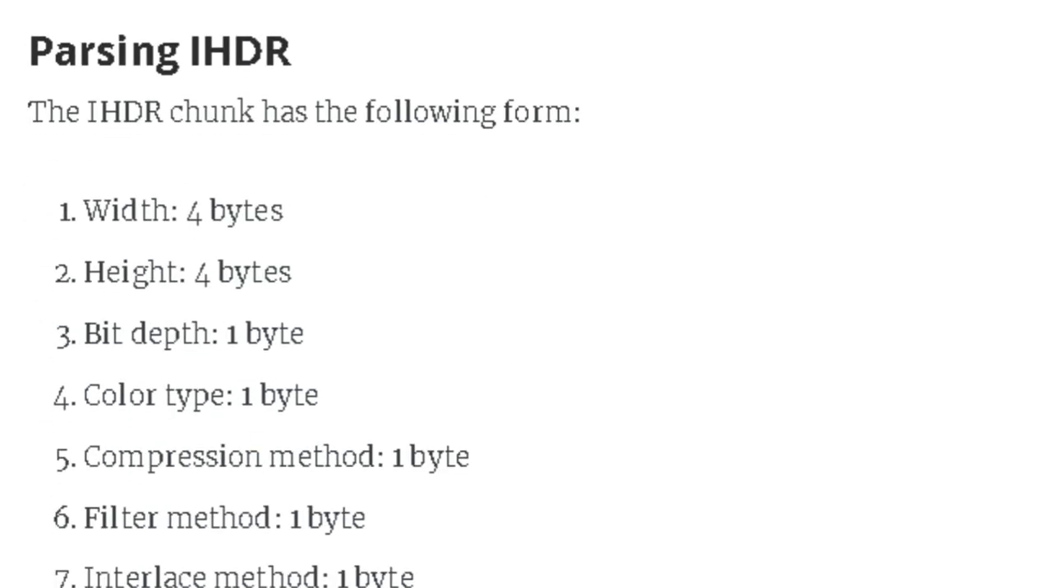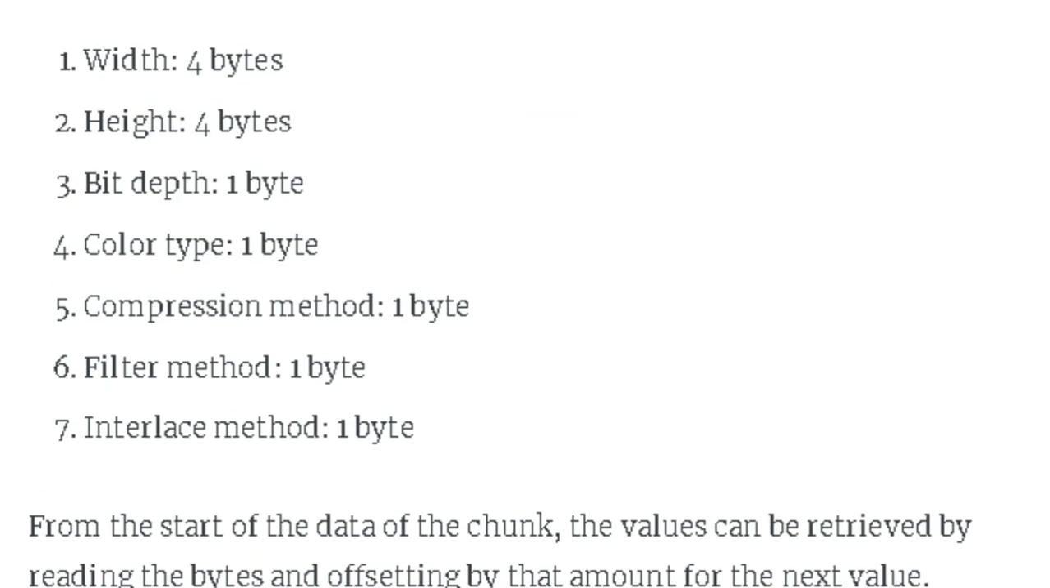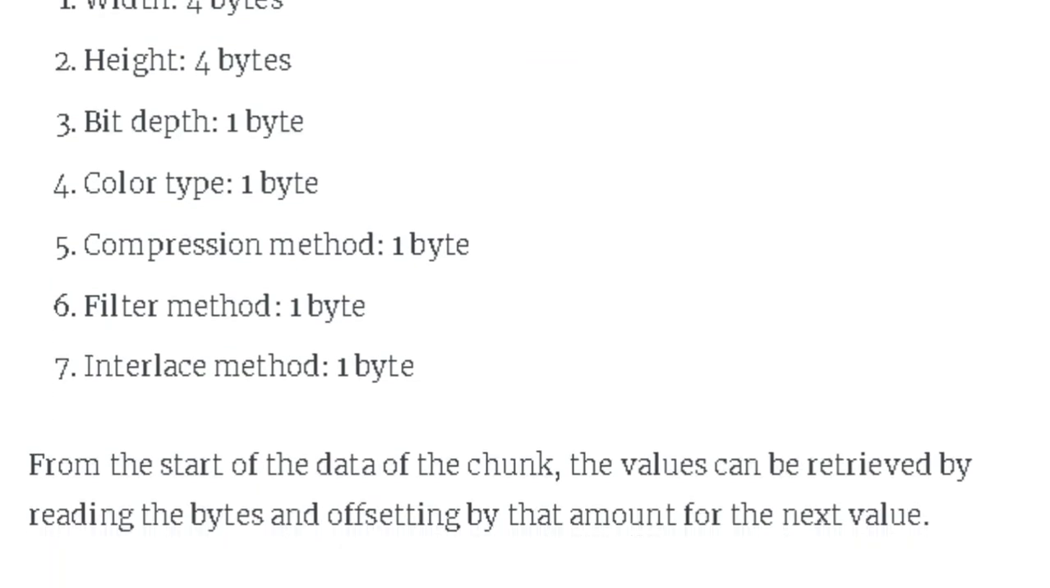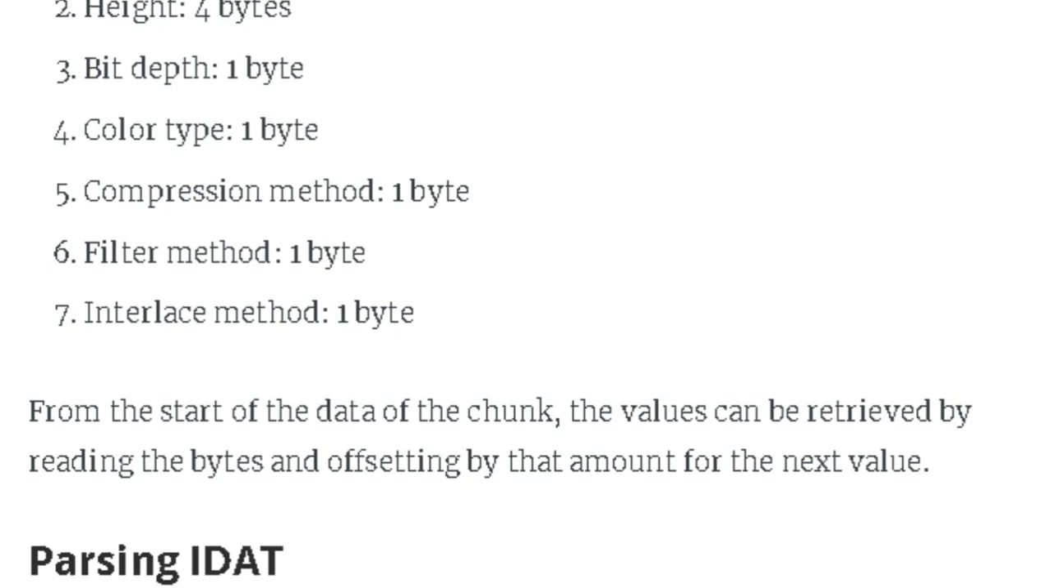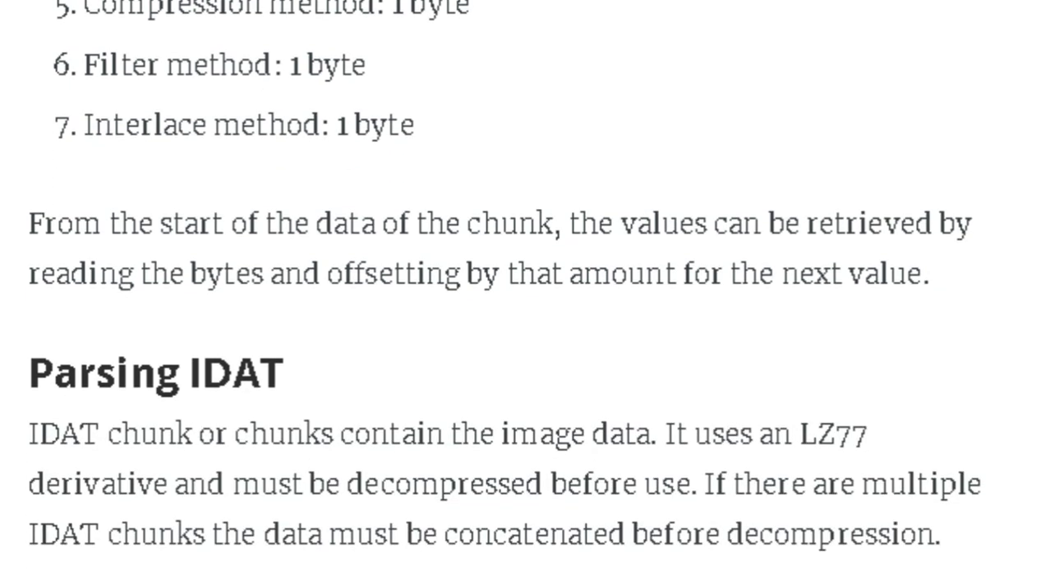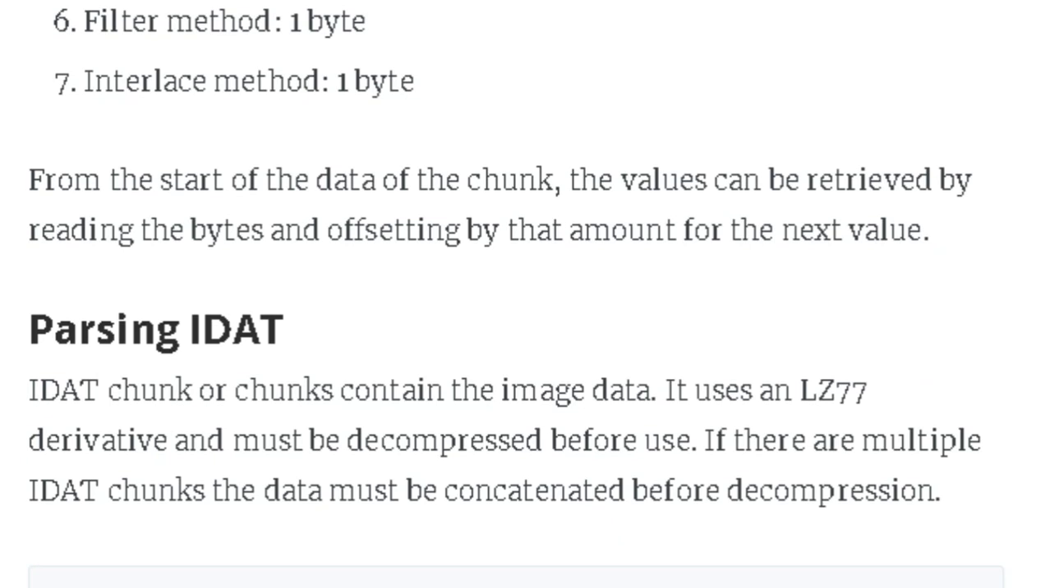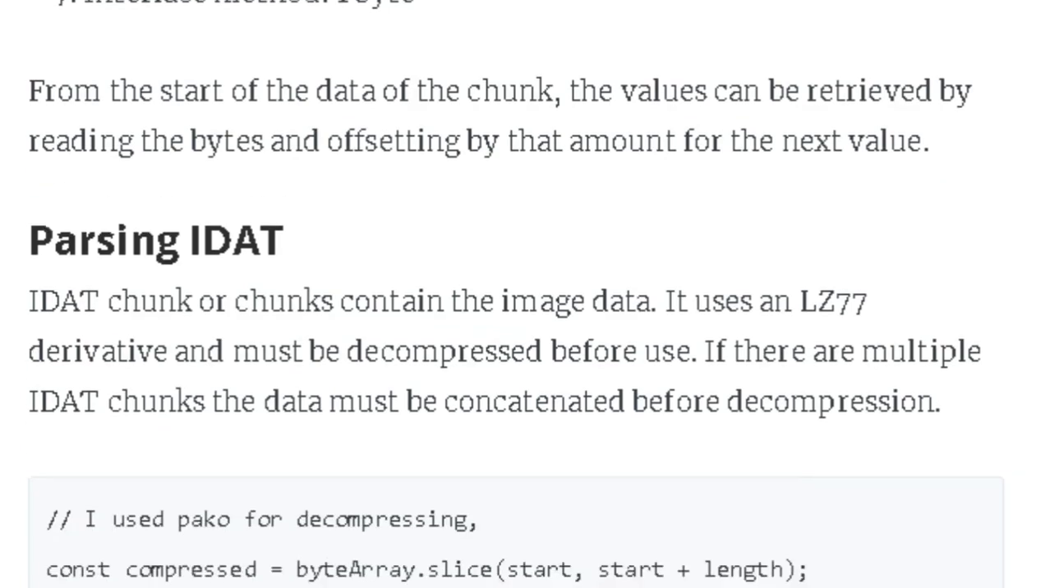Parsing IHDR. The IHDR chunk has the following form. 1. Width, 4 bytes. 2. Height, 4 bytes. 3. Depth bit, 1 byte. 4. Color type, 1 byte. 5. Compression method, 1 byte. 6. Filter method, 1 byte. 7. Interlace method, 1 byte. From the start of the data of the chunk, the values can be retrieved by reading the bytes and offsetting by that amount for the next value.